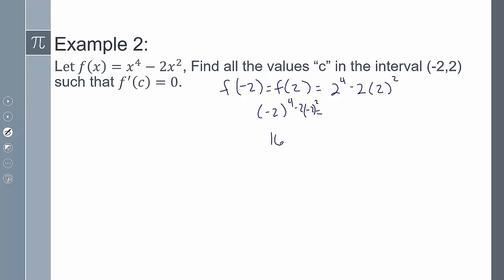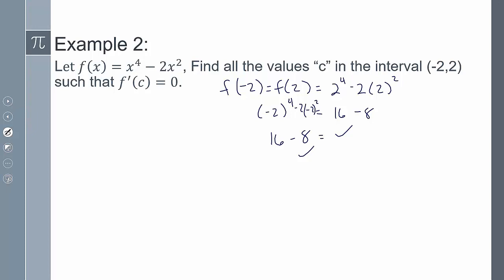So that's going to give me 16 minus 2 times 2 is 4, 8. And over here it's going to give me 16 minus 8. So those equal each other. Both are going to be 8. So that tells me there's going to be a value for c in between them.